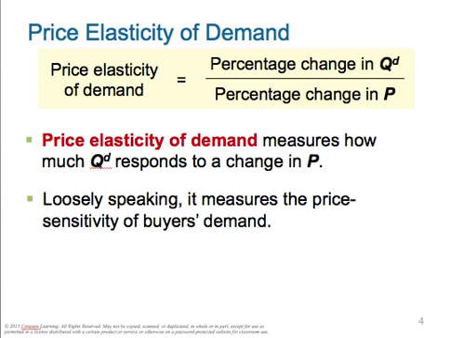Here is the very simple equation for price elasticity of demand. It's simply the percentage change in quantity demanded over the percentage change in price. You have some sort of change in price. You want to see how much your quantity is going to change, and we do this in percentage terms. So price elasticity of demand measures how much quantity demanded responds to a change in price. How much quantity demanded changes up or down when you change your price. Loosely speaking, it measures the price sensitivity of a buyer's demand.